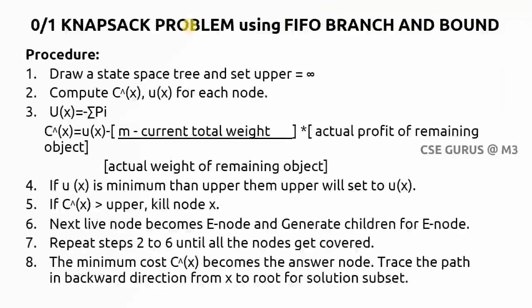Now compute c cap of x and u of x for each node. So how to find this c cap of x and u of x? Here for each node I need to find them, so I am taking c cap of 1 and u of 1. So how to find u of 1? Here you consider only 0/1, that is, don't include the fractional part, whereas for c cap of 1 you can include the fractional part. Like this you can consider.